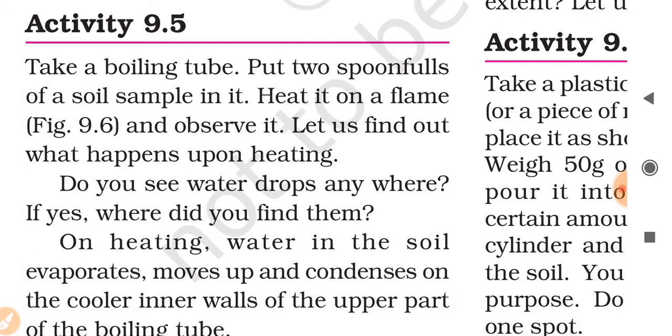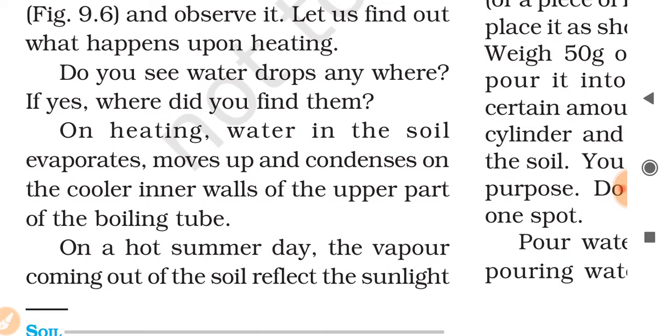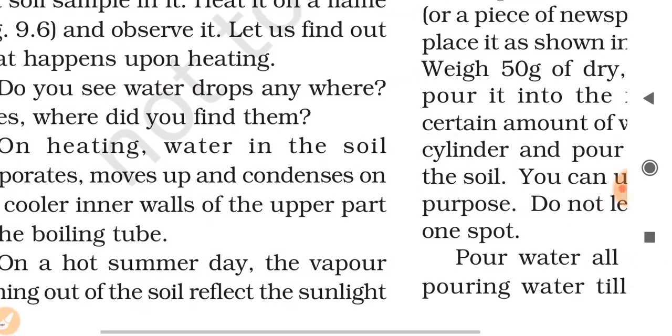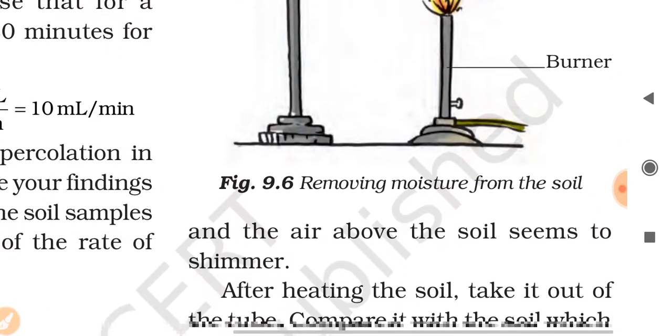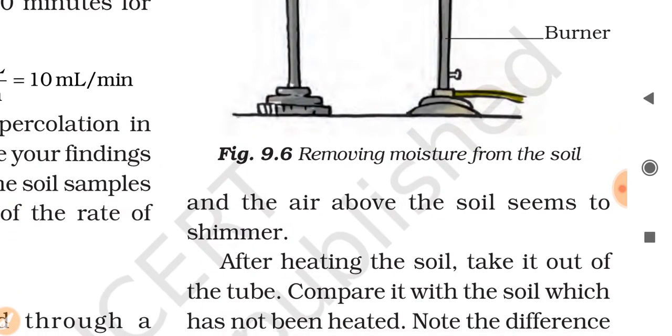Let us find out what happens upon heating. Do you see water drops anywhere? If yes, where did you find them? On heating, water in the soil evaporates, moves up, and condenses on the cooler inner walls of the upper part of the boiling tube. On a hot summer day, the vapor coming out of the soil reflects the sunlight and the air above the soil seems to simmer.